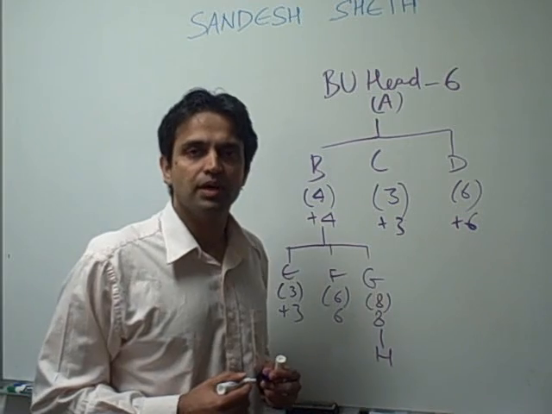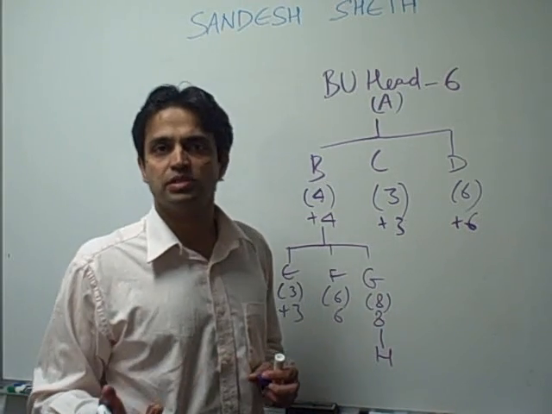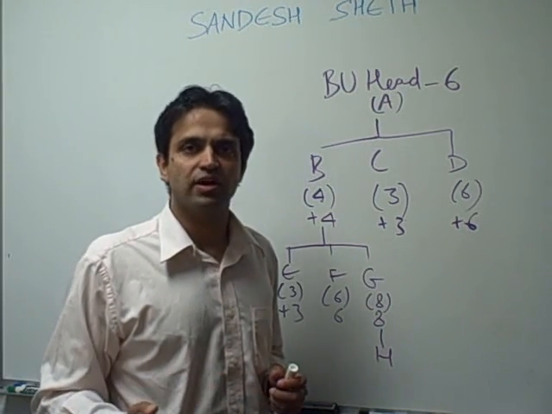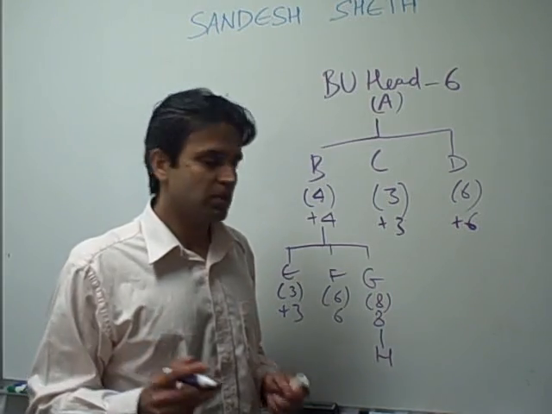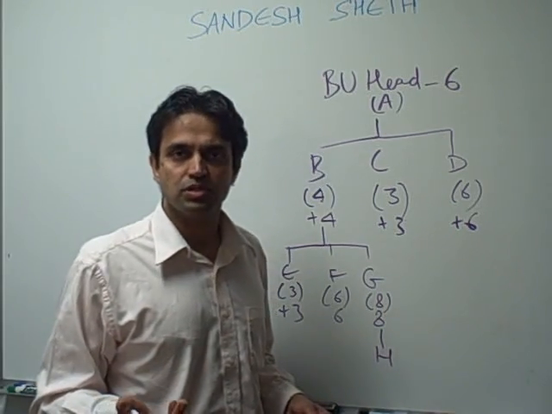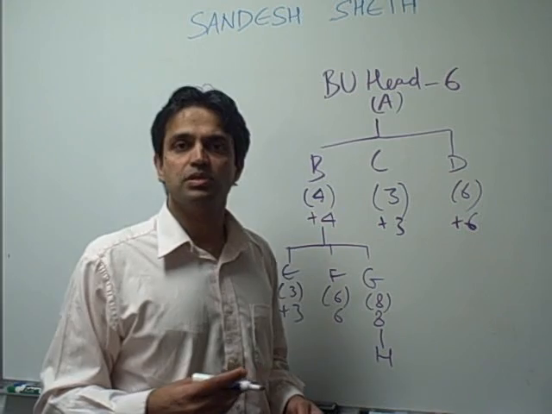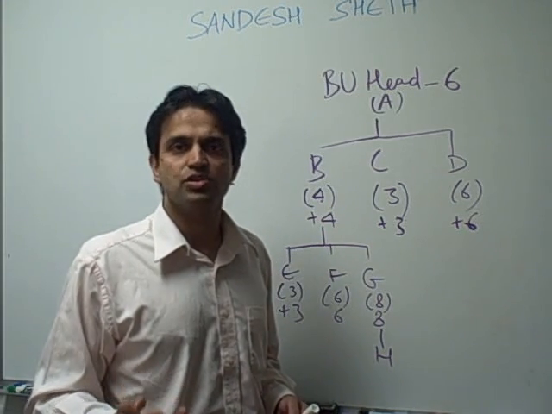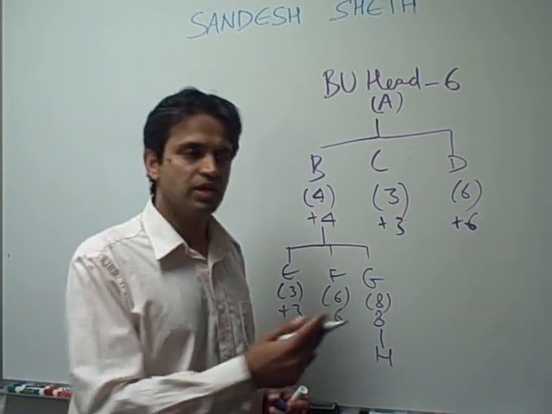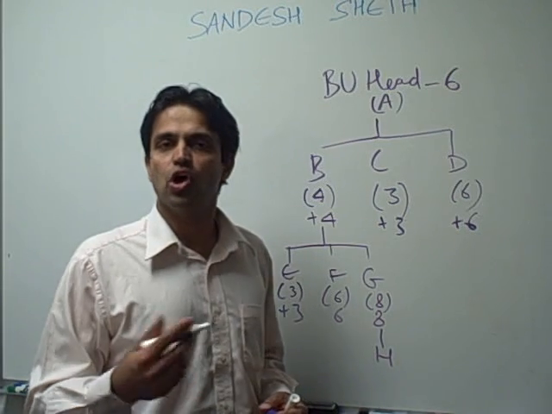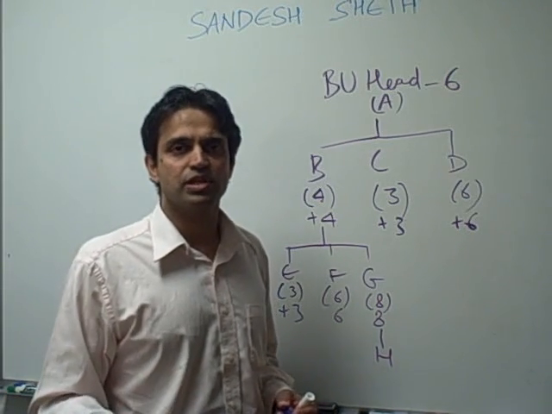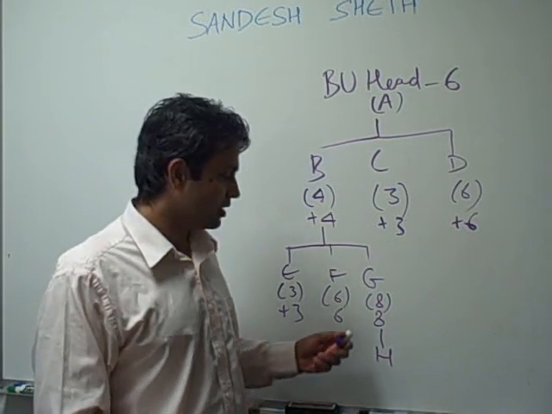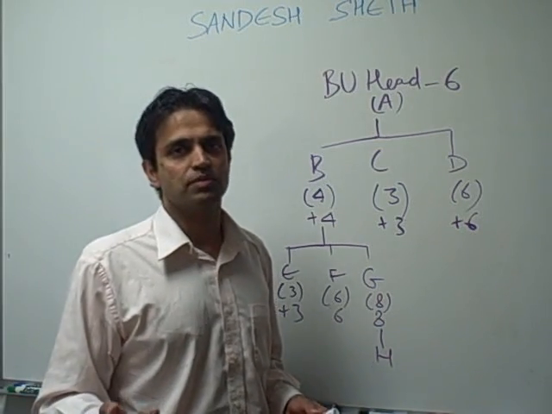H reports to G, and H is only a receptionist. She doesn't have any direct reports. But it's possible that H also has a business process. For example, she may be the person ordering the office stationery. She has the passwords to go online to order stationery. She also is responsible for a business process.